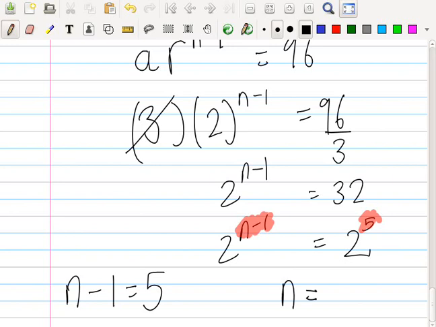So n equals 6. I'm hearing way too much talking on the left side of me here, please.